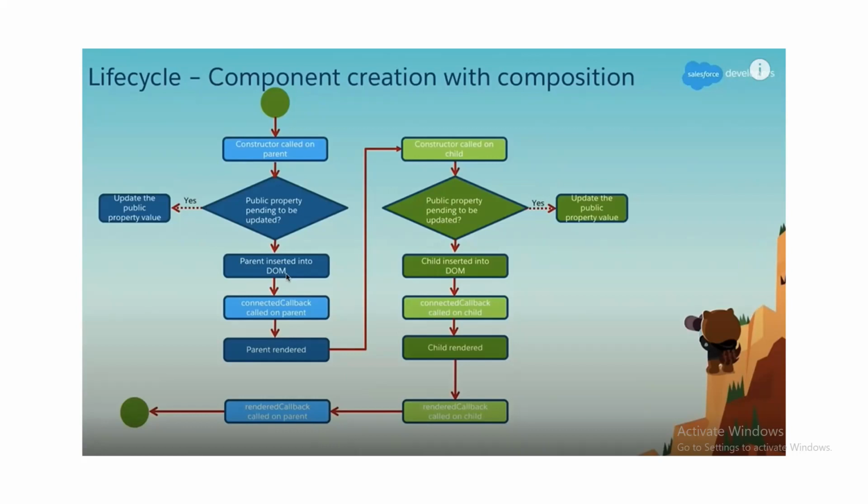First, the constructor on the parent is called, not on the child. Then the parent is inserted into the DOM. Then connected callback on the parent happens, then the parent is rendered, then constructor is called on the child. This is a basic flow, and we can deep dive into it with the help of demo examples in subsequent classes, because we will allocate sessions for each one of them, and we will deep dive into it with the help of demos to get a clear idea about all these aspects.